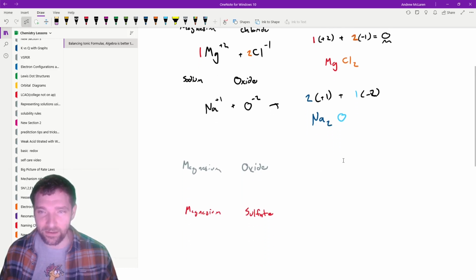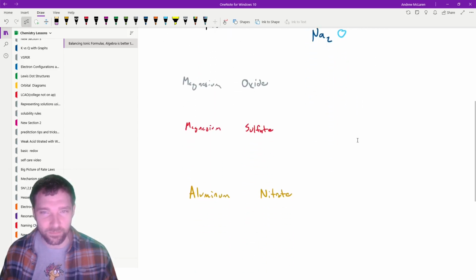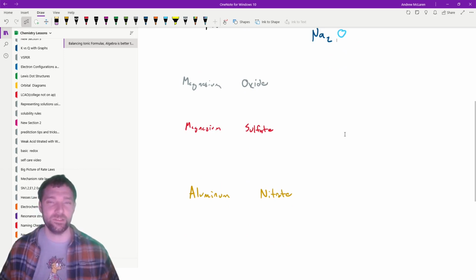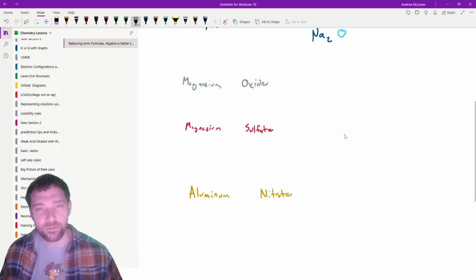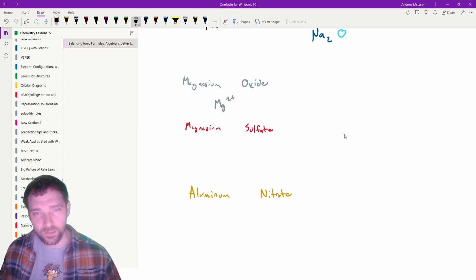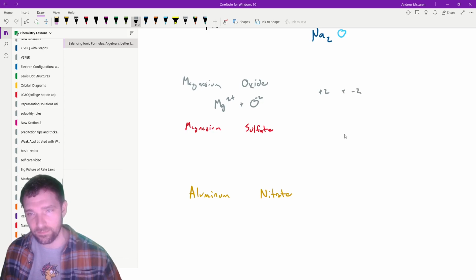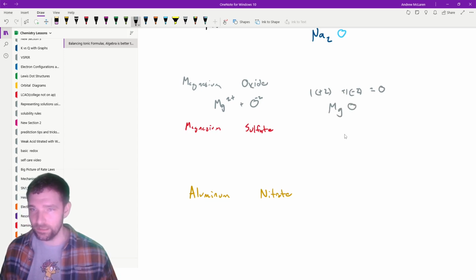All of those would have worked for the cross and drop, but these 3 have some various issues with the cross and drop method. So for magnesium oxide, we've got magnesium 2 plus and oxygen minus 2. If we add those together, the numbers just cancel out as is. So we don't need to multiply them by anything, it's really being multiplied by 1. So this is just magnesium oxide written like that.